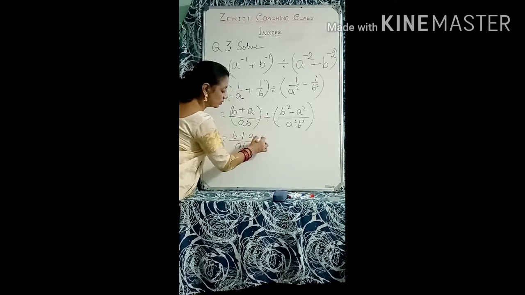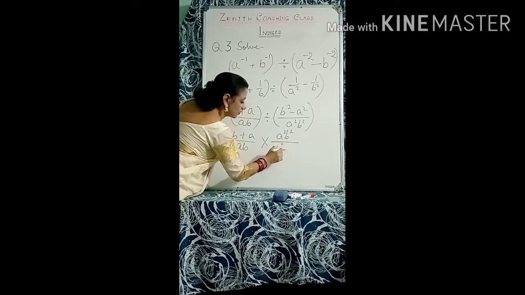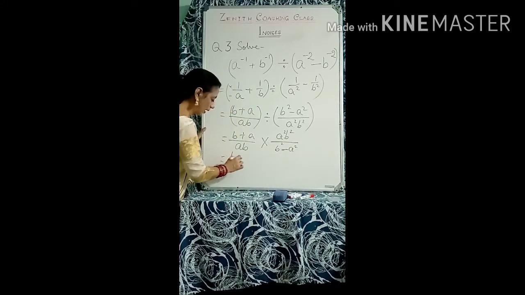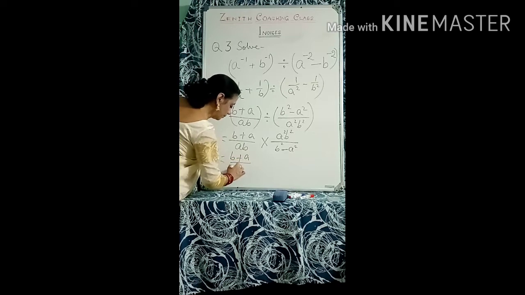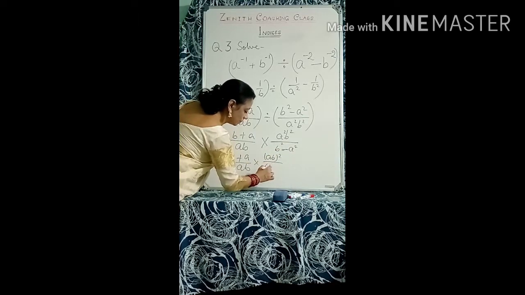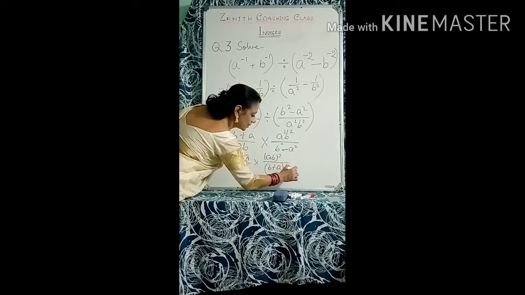Okay, now it is division. So write here multiplication. So reciprocal is there. a square b square by b square minus a square. So what you have to write? b plus a by ab and here ab whole square by b square minus a square, that is b plus a into b minus a.